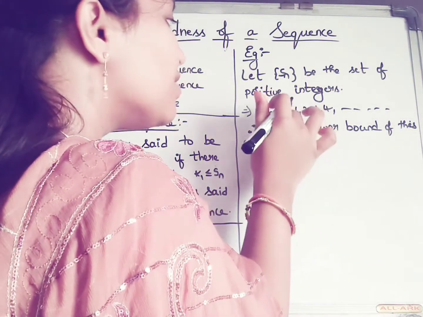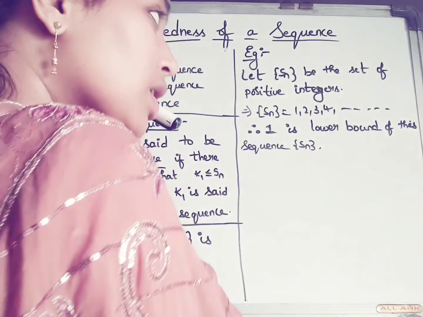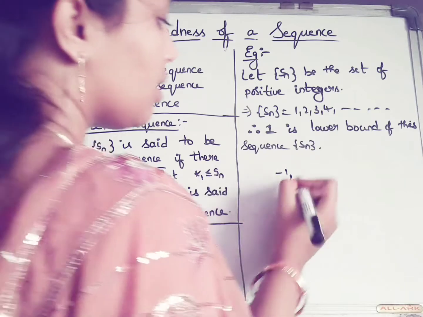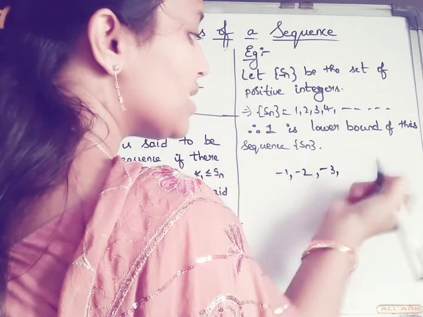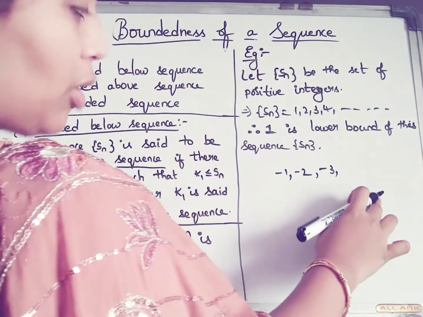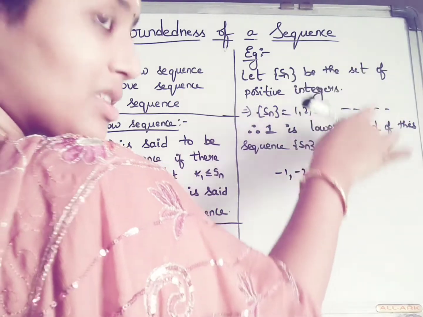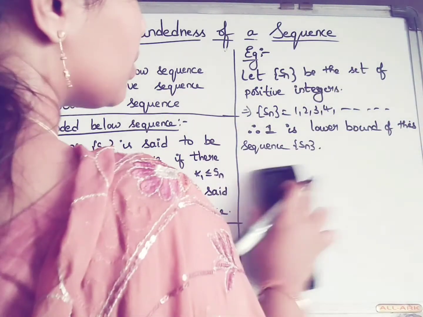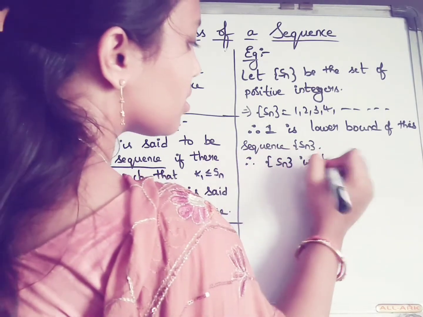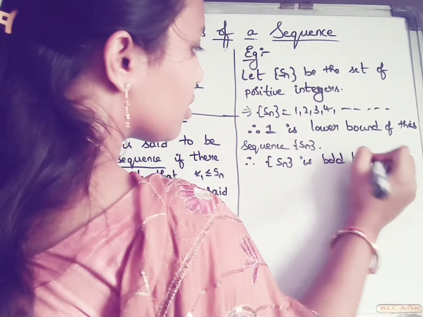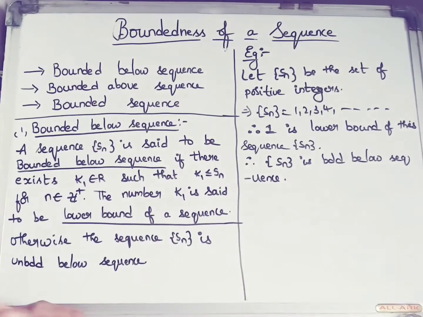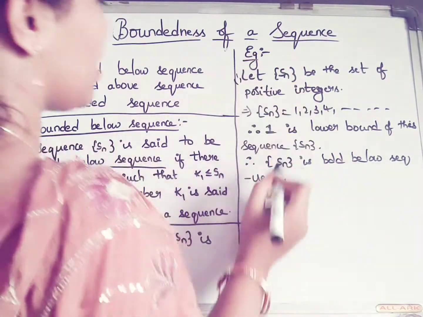1 is a lower bound of this sequence, but according to the real number system, -1 is less than 1, and -2, -3 as well. All these come under lower bounds only, right? So -1, -2, -3, all these are lower bounds. But 1 is the greatest lower bound of this sequence. So we found lower bound, and we say that sequence Sn is bounded below sequence. This is our first example.